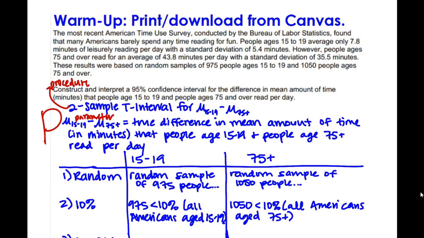Remember, you're deciding between one or two for the first number. It's either one sample or two sample. Here there's two samples because they had two separate groups. Then we have a t interval. So t is always for means. And then interval because they said the word interval right here. And then there's your parameter that we define in context.